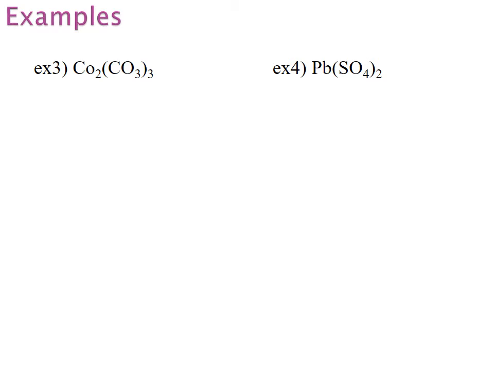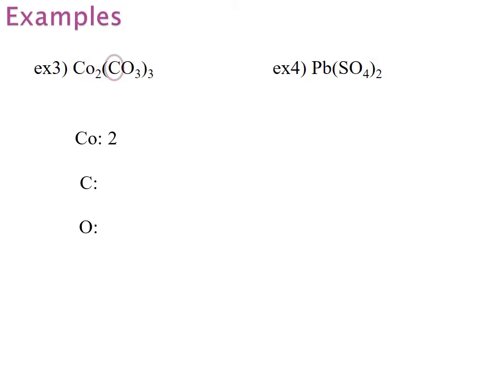Let's start by writing out the elements that are present. We will start with cobalt(III) carbonate. I have Co, and I know the C and o are together because the o is lowercase and it belongs to the C. I also have C by itself and an O by itself. Co, there are 2 of them, so I have 2 cobalt atoms.